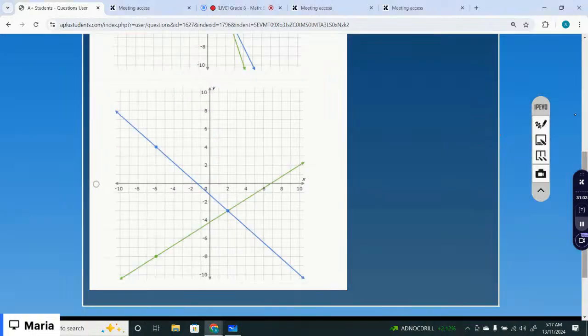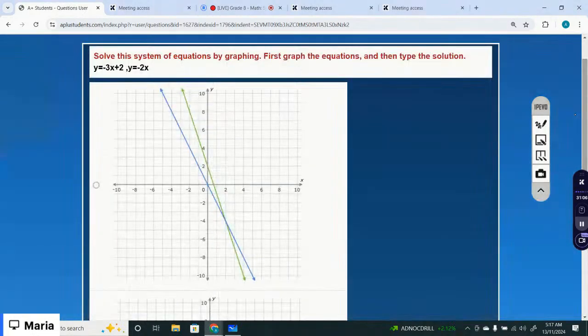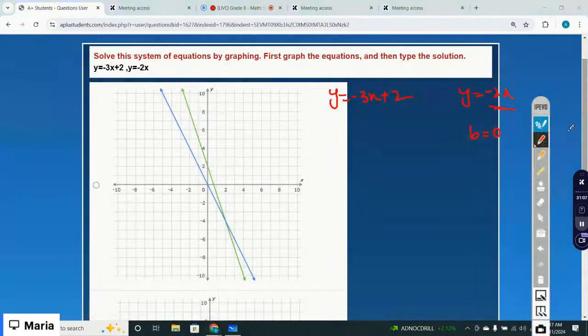The solution must be this one, right? Because for the second one, they're not given the y-intercept, so the y-intercept is 0. That means the line must be passing through the origin. You have the point 0, 0. So the line is passing through the origin. That is the equation for the second one, right?